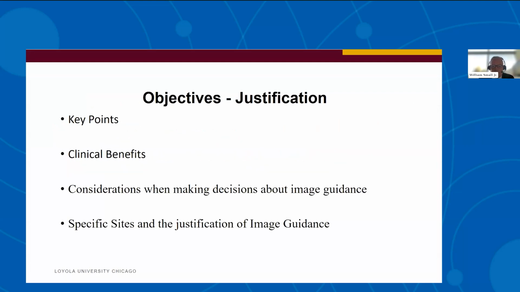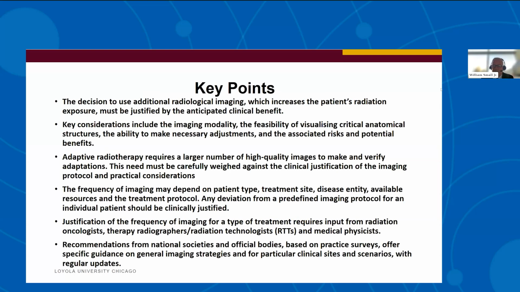The objectives for justification are some key points that we came up with: clinical benefits, considerations when making decisions about image guidance, and specific sites and justification of image guidance. What I would say is I've been in practice for 30 years, and besides computer improvements in our planning, image-guided radiation therapy has really made an incredibly big difference in how we treat patients.